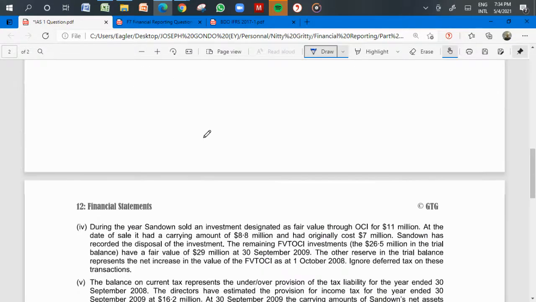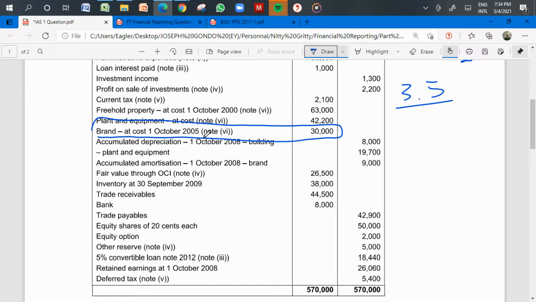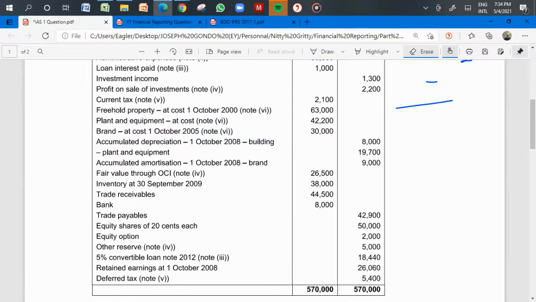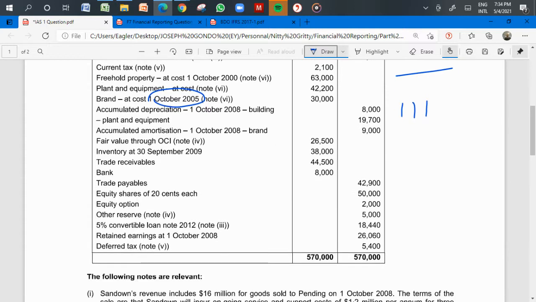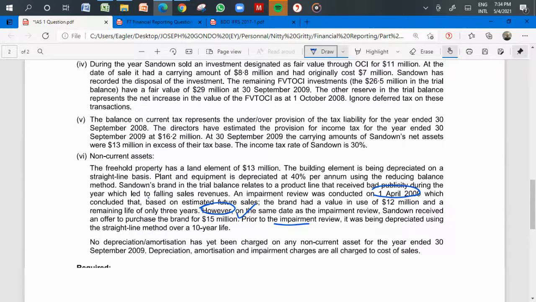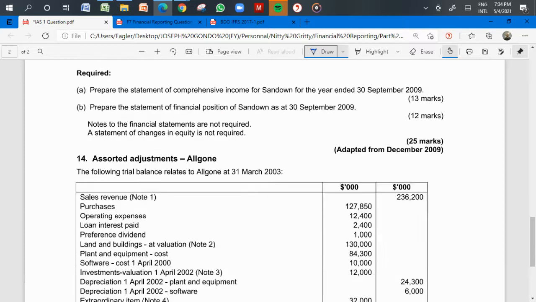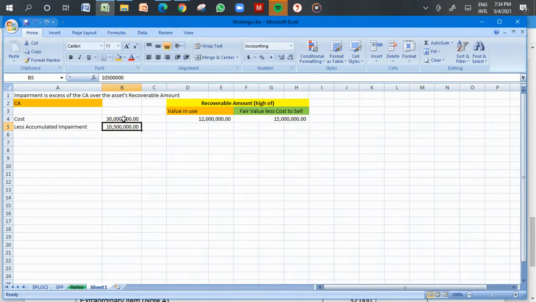Just a refresher, we acquired the brand on 1 October 2005. So we said that was at the beginning of that year. So 2005, 2006, it was 1 year, 2006, 2007, another year, 2007, 2008, another year. Then 2008, 2009, we are doing the review, half year. So that's why we said 3.5 years. Okay, so I think it's correct.